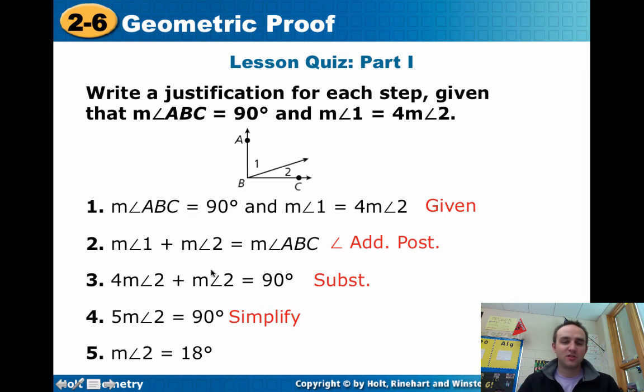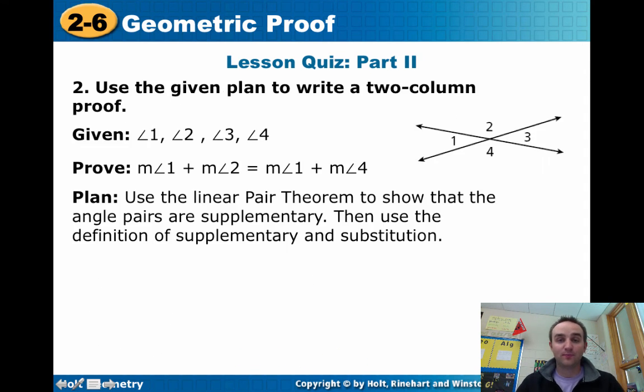Our next step, we're simplifying. We're just combining like terms here. Measure of angle 2, don't think of m as a variable. M is just measure of angle 2. Think of that as one thing, angle 2. So we have 5 times the measure of angle 2 is equal to 90. Division property of equality gets us where we need to go. Last one, here's your plan. Write out your two-column proof. See if you got it.